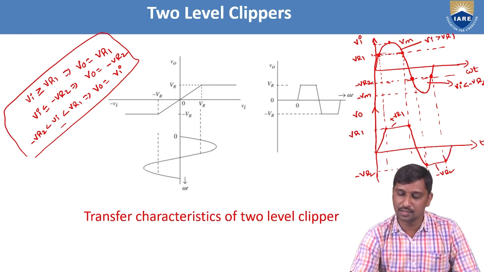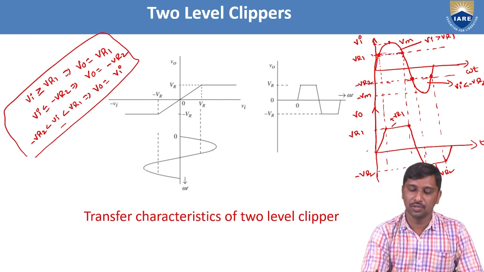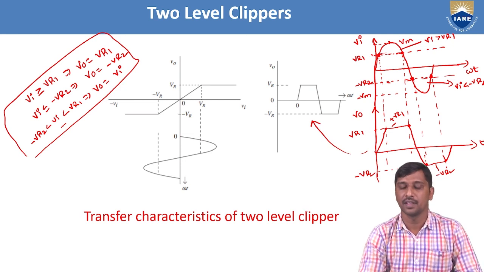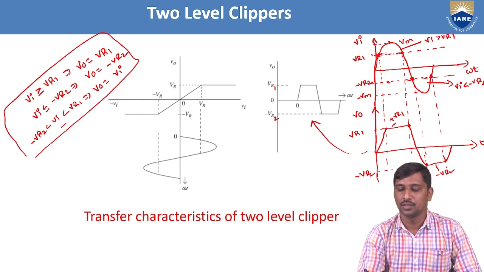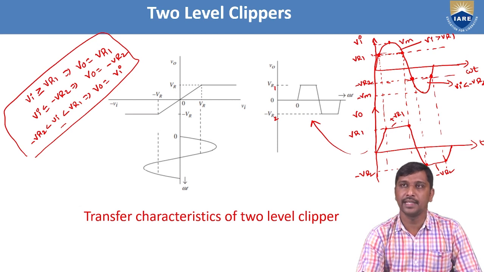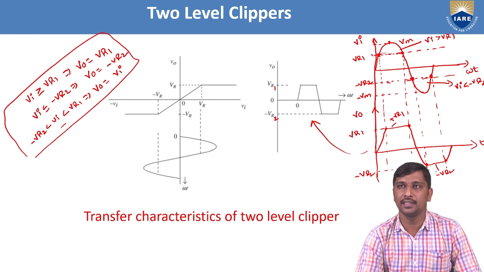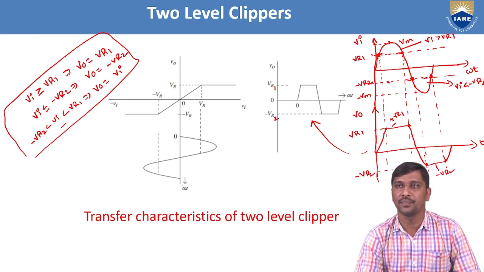So hence, this is the same circuit I showed here. Let us take this as my plus VR1, and this is minus VR2 here. If you observe this response, what happens here? It limits some amount of the voltage in the positive portion. Similarly, it also limits some amount of the voltage in the negative portion.